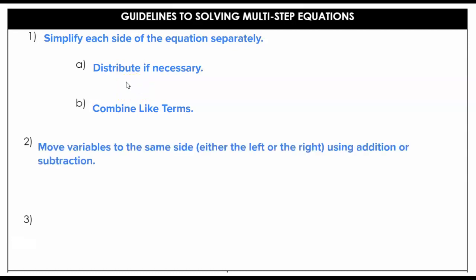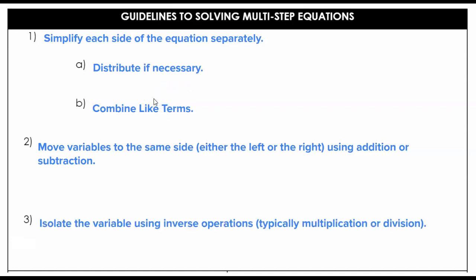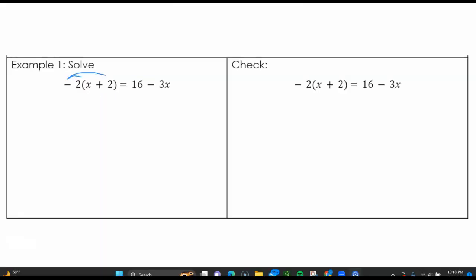Then, if we need to, we're going to move variables to the same side, either the left or the right, using addition or subtraction. So if we have x's on both sides of the equal sign, we're going to move them either to the left or to the right using addition or subtraction before we move on. And then last, we're going to isolate the variable using inverse operations. Typically, the last thing we'll do is multiplication or division. All right, so let's see what all of those steps look like in a real problem.